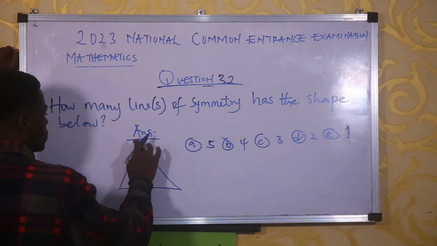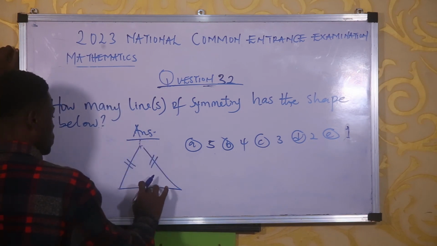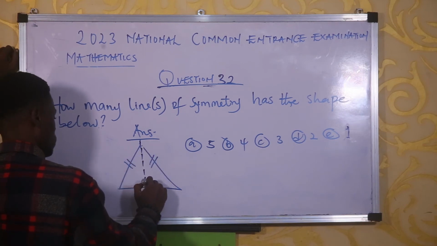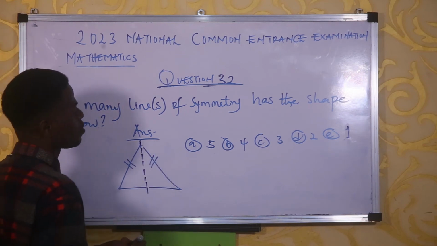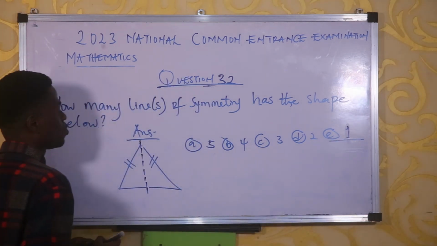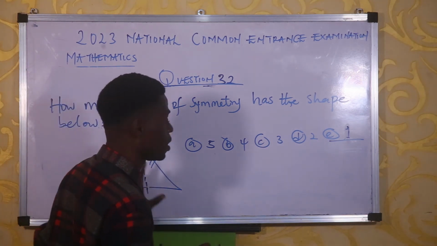Let me draw it for you so that it has one line of symmetry. So definitely our answer is option E, which is 1. Option E is 1, so that's it. So this is an isosceles triangle.